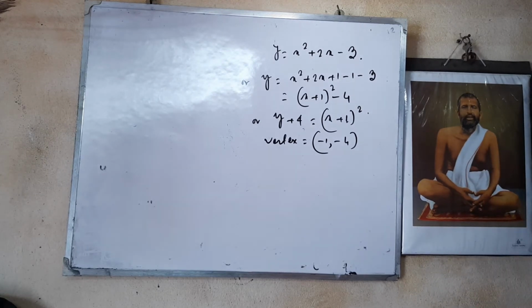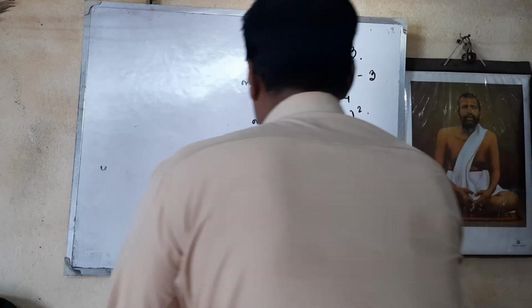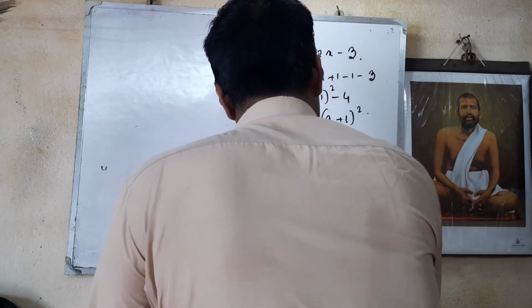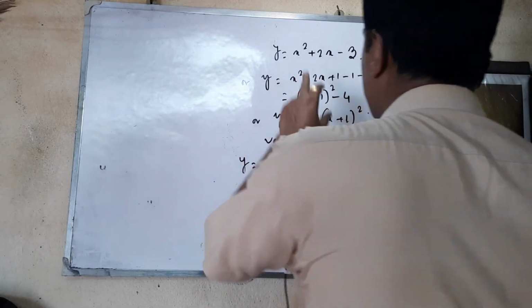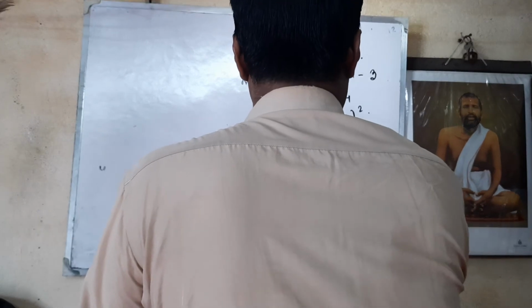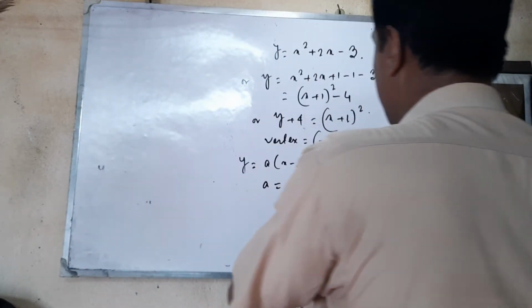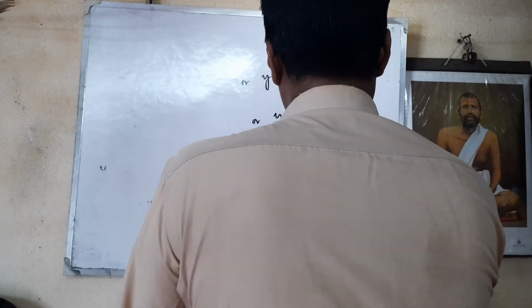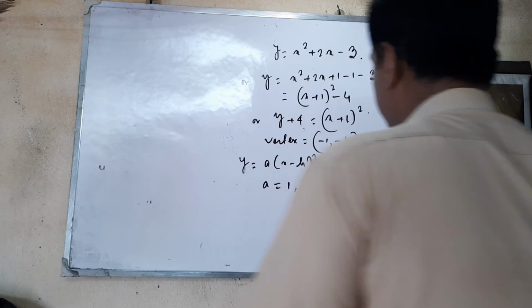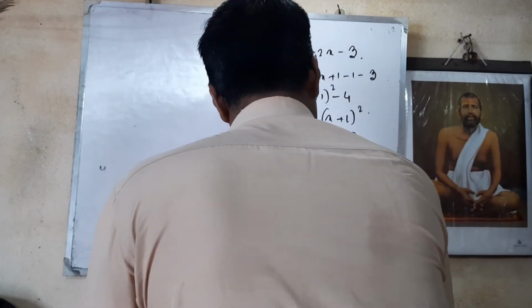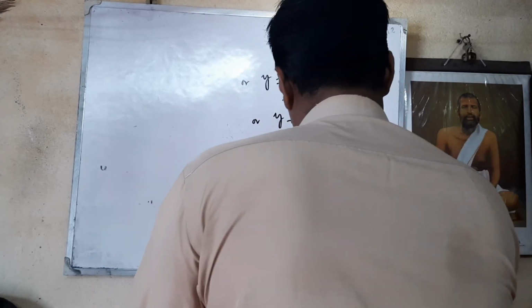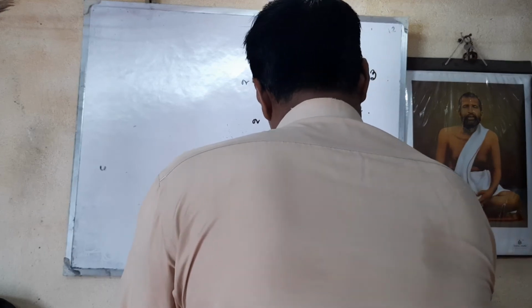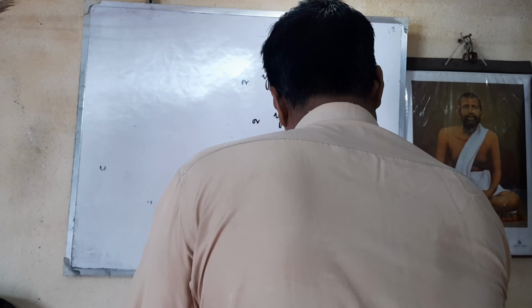Now let us check the coordinate of its focus. I am comparing this equation with the standard form y equals a times x minus h whole square plus k. Comparing these two equations, I have a equals 1, h equals minus 1, k equals minus 4. So the coordinate of the focus will be h comma k plus 1 by 4a, that is minus 1 comma minus 4 plus 1 by 4, that is minus 1 comma minus 15 by 4.